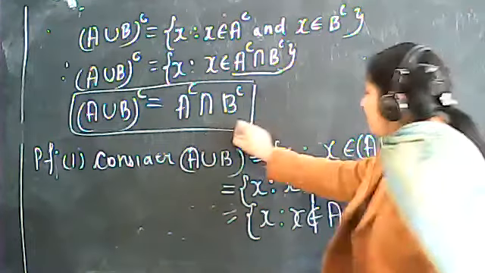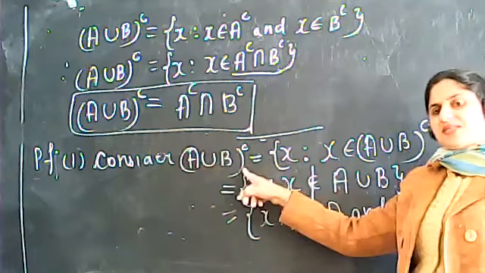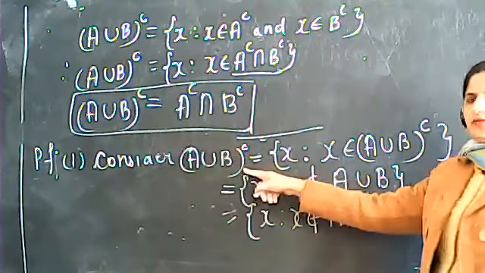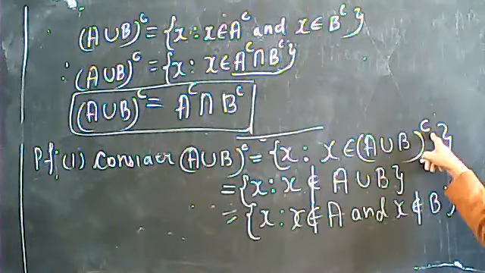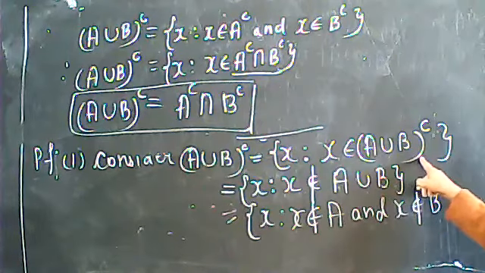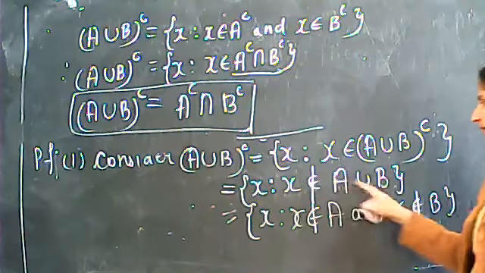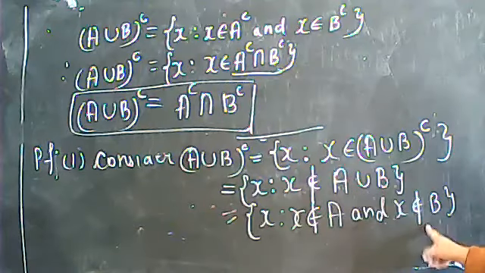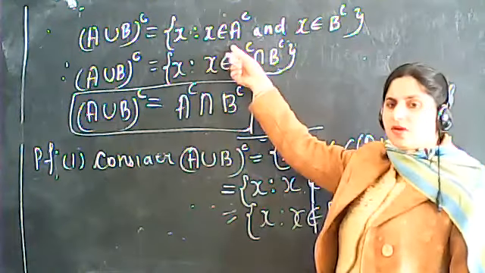Yes students, please have a look at the explanation of part 1. A union B complement, this is the left hand side. I have considered the left hand side of part 1. Now what is the definition of a set? It is the collection of those elements which are present in A union B complement. If an element is present in the complement of a set, it means X is not available in the set. Now X is not present in A union B. It means X is not present in A and X is not present in B. X is not in A, so it will go in the complement of A.